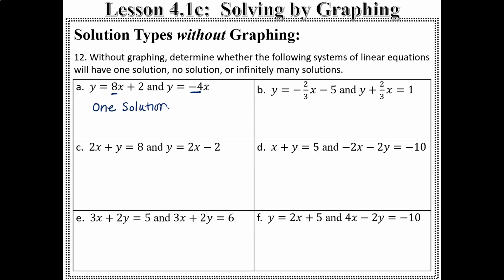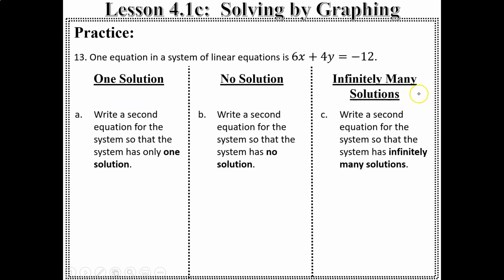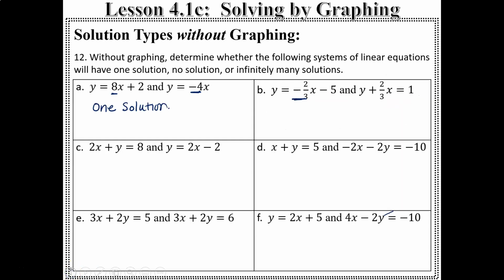Letter B. If you look at the slopes, here they are. This one's not in slope-intercept form, so I'm going to subtract that 2/3 x from both sides. So now I have y equals negative 2/3 x plus 1. They have the same slope, but different y-intercepts, so this is going to be no solution.